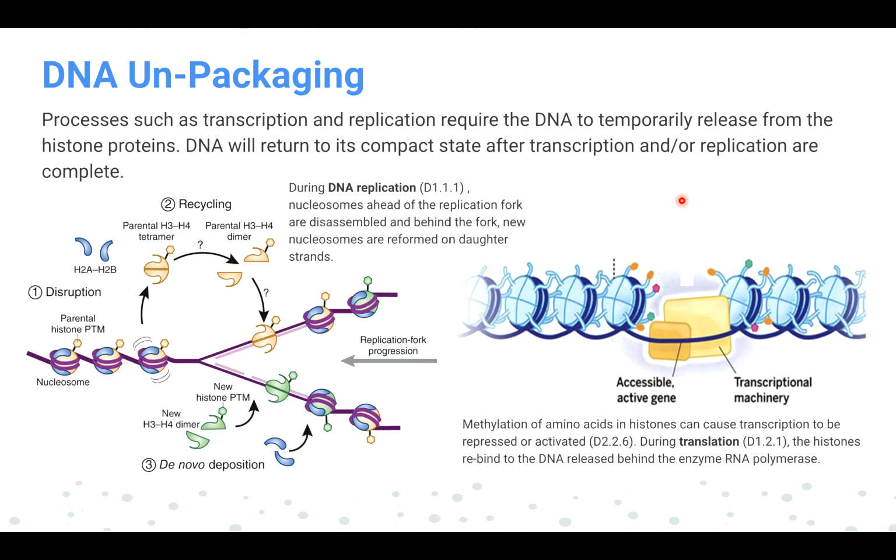But when we talk about DNA unpacking, unpacking is done in a very sequential order. First, disruption. In case of disruption, the histone protein will get disassembled, then recycling, right? And then a new histone protein is formed. Processes such as transcription and replication require the DNA to temporarily release from the histone. DNA will return to its compact state after that. It's not like the DNA stays open after replication. Of course, it will get coiled and go back to the original state.